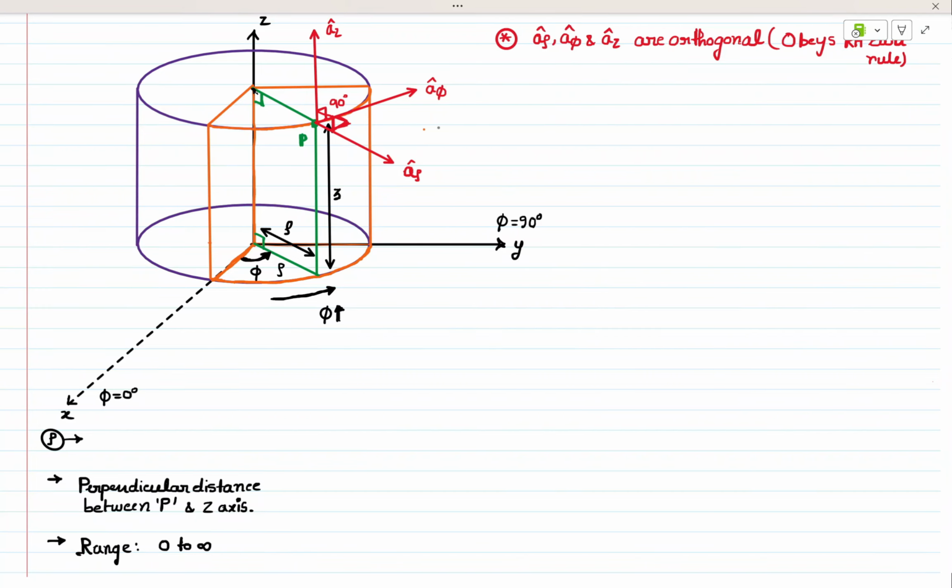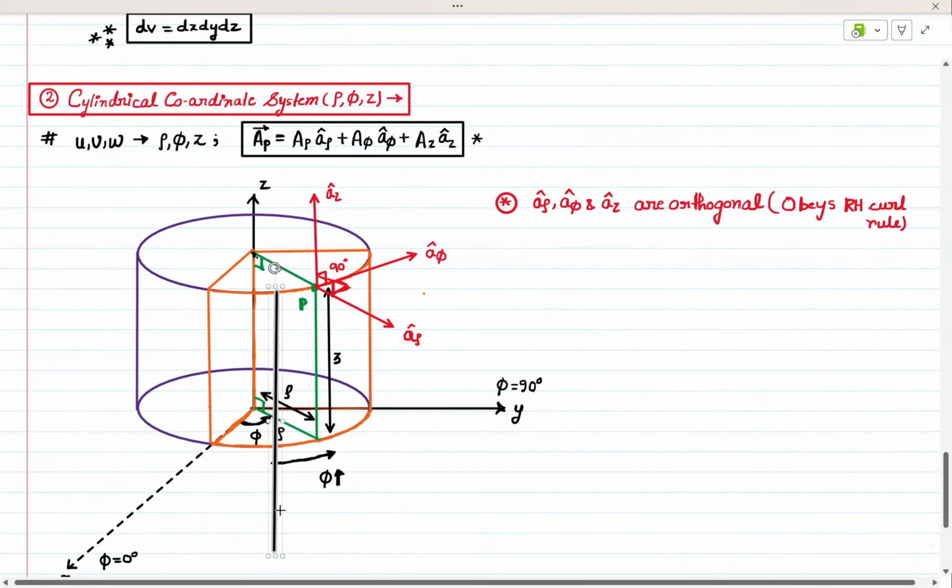At the z-axis, the value of the rho is 0. As we move this point P further, or as we increase the radius of this cylindrical shape, the distance between the z-axis and the point P, that is the rho, will be more and more. So it can go up to infinity. That's why the range of the rho is 0 to infinity. Now this was all about rho.